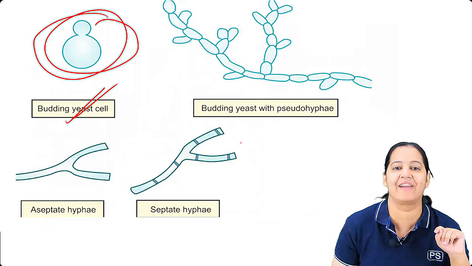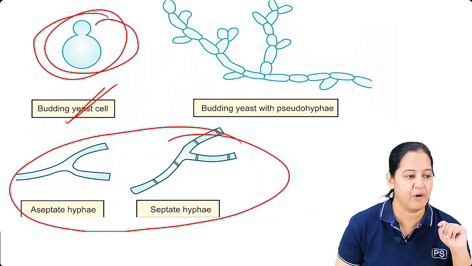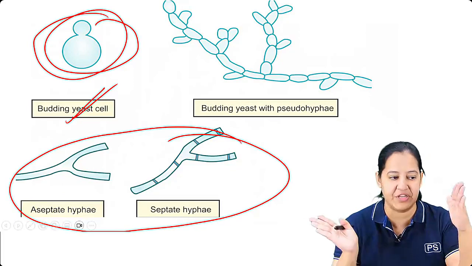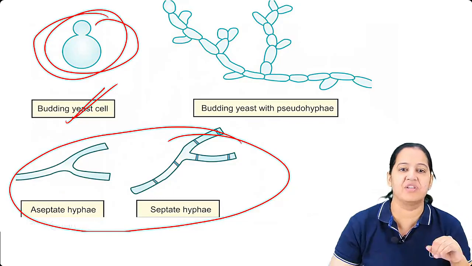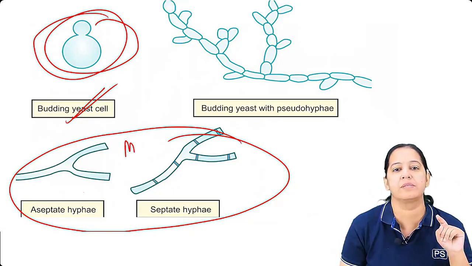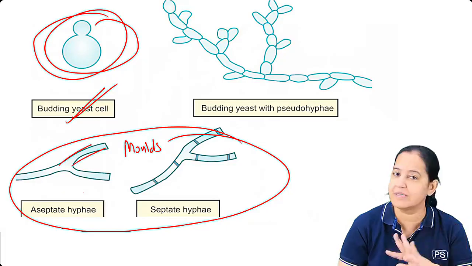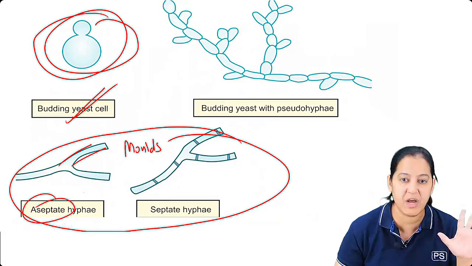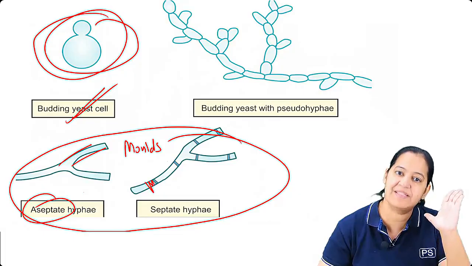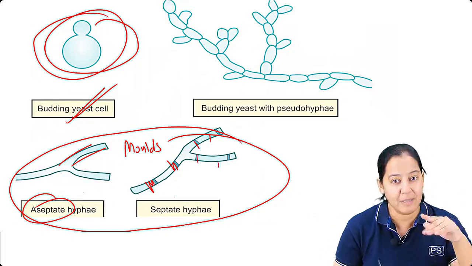Yes, absolutely right. What are these two structures? Both of them are elongated and branching. So both of them are molds. Basically, molds are of 2 types. They can be aseptate, meaning there is no septa in them, and they can be septate, meaning they have septa. But the branching is there in both of them.